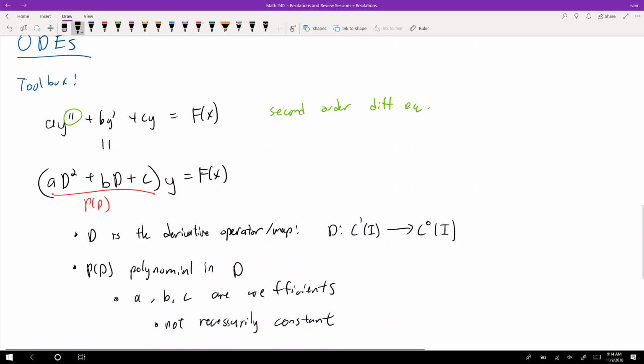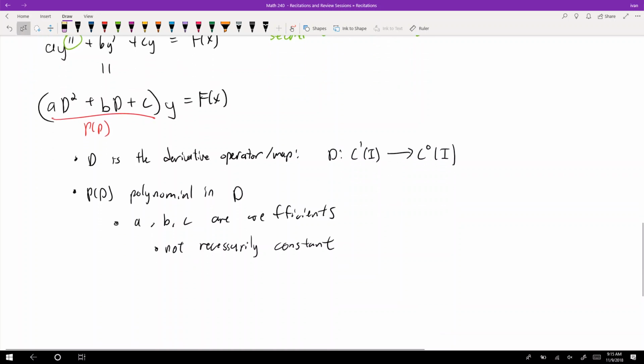Okay, so ABC, for the purposes of this homework and for the purposes of introducing diffeqs, they're going to be constants. But a good majority of the diffeqs you see on your exam will not have constant coefficients. That's what I'm trying to say. So keep that in mind. Okay, what else?